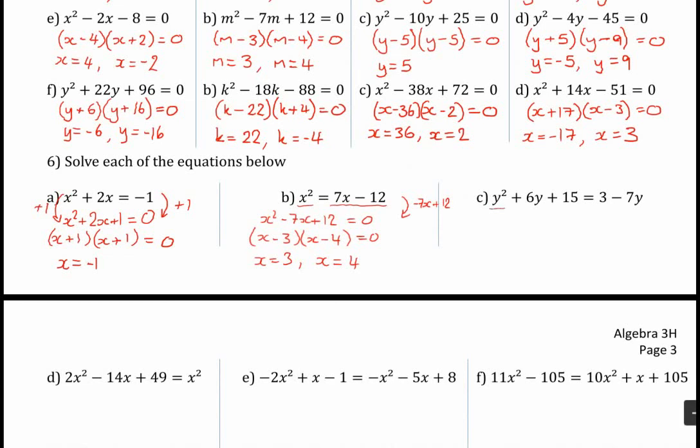I already have my y squared term positive on that side of the equation, so I'm going to leave it there. I'm going to get rid of these so that there is 0 on this side, and I'm going to do that by taking away 3 and adding 7y to both sides. And that will give me y squared, because that wasn't affected. If I add 7y to 6y, I'm going to have 13y. And if I take away 3 from 15, I'm going to have 12. And then this will factorise as y plus 12 times y plus 1. So therefore y is negative 12 and negative 1.